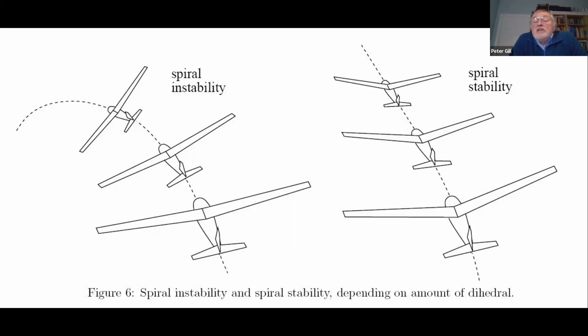A little bit of dihedral or more dihedral and a small fin area may be less stable in yaw, but less likely to go into a spiral dive. Again, it's the kind of thing that's useful if you're flying in cloud, where you can't see the divergence from straight flight, except on the instruments, of course.